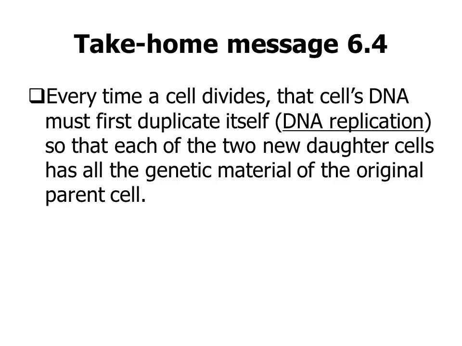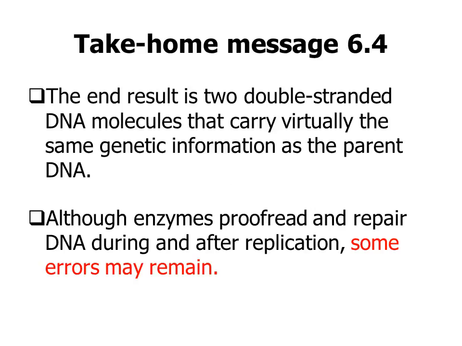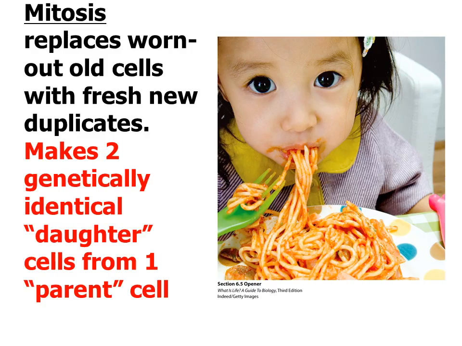Alright, so every time a cell divides, it must first duplicate its DNA. Replication is how we duplicate DNA. And it results in 2 double-stranded DNA molecules that have virtually the same genetic information, although some errors do happen.